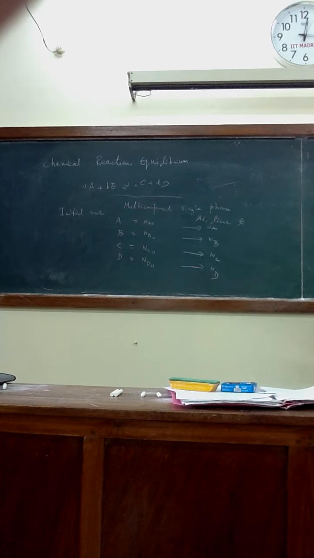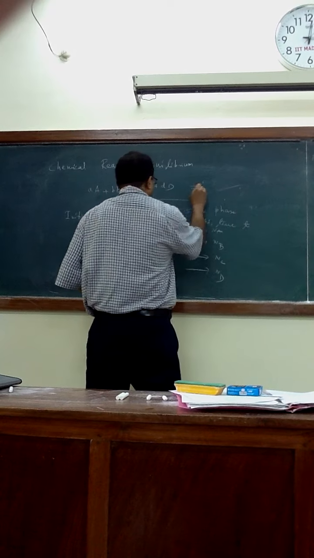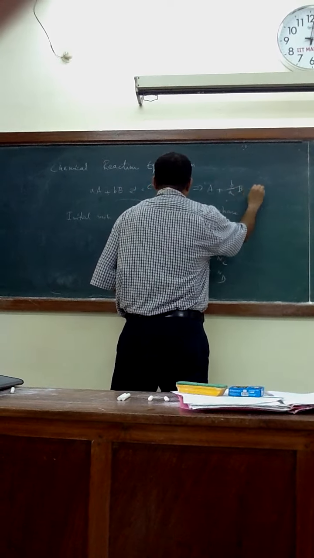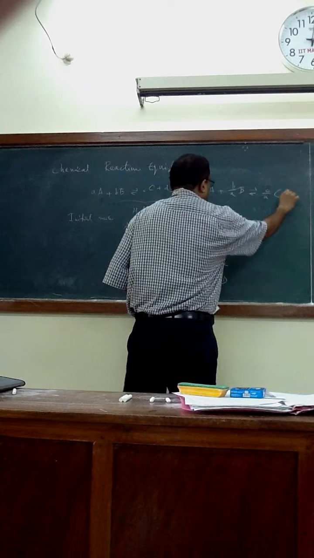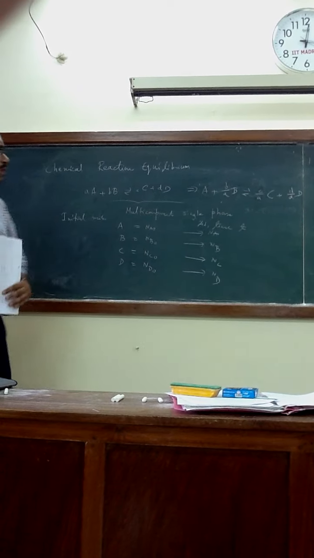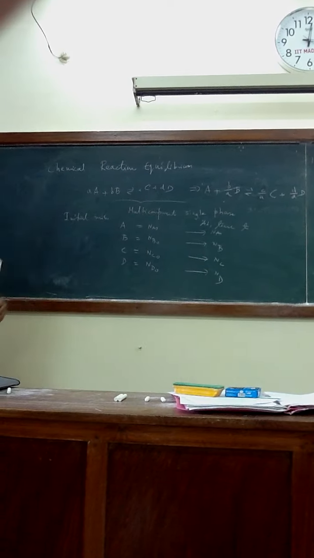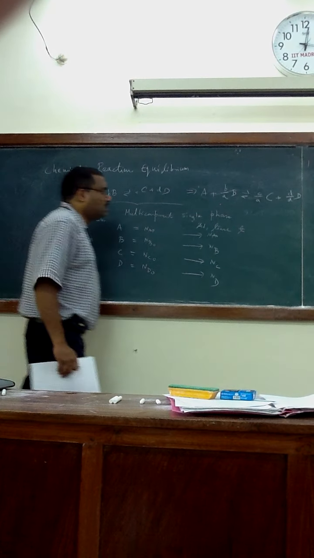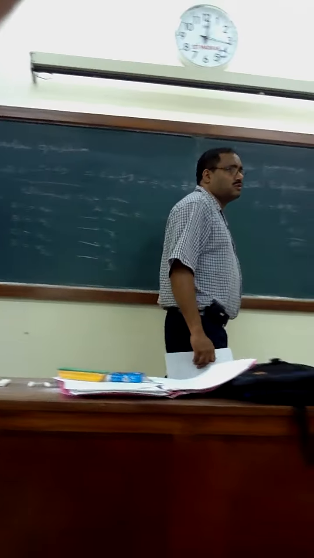If you look at the stoichiometry of this equation, which is A plus b by a B, c by a C, and d by a D, it says that 1 mole of A reacts with small b by a moles of B. If 1 mole of A reacts, small c by a moles of C are formed. If 1 mole of A reacts, small d by a moles of D are formed.